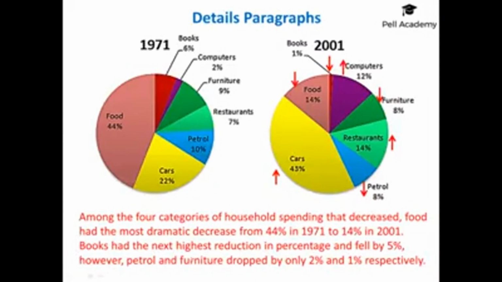But in the next part, what I've done is a small bit of math, and I've discussed what the difference was between the charts, rather than what the original figure was in 1971 and then what the figure was in 2001. So books had the next highest reduction in percentage and fell by 5%, however petrol and furniture dropped by only 2% and 1% respectively. So here I've mentioned 1, 2, 3, 4, 5 percentages instead of 8, and that just means that my paragraph is compact enough that I'm not wasting too much time writing it. So that's something you should consider when you're writing your own.